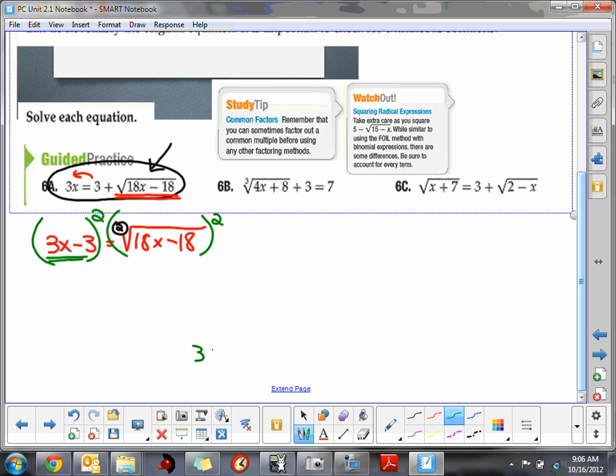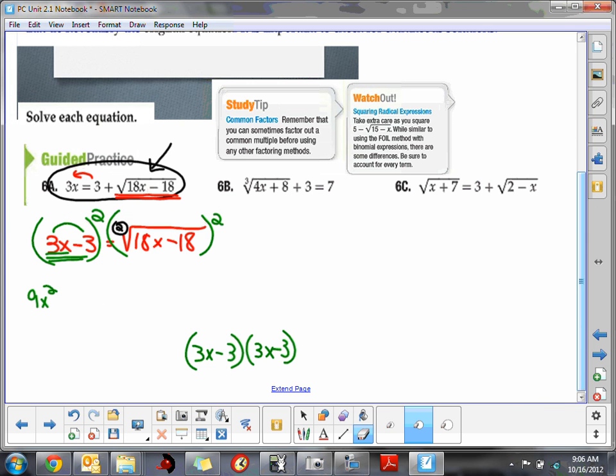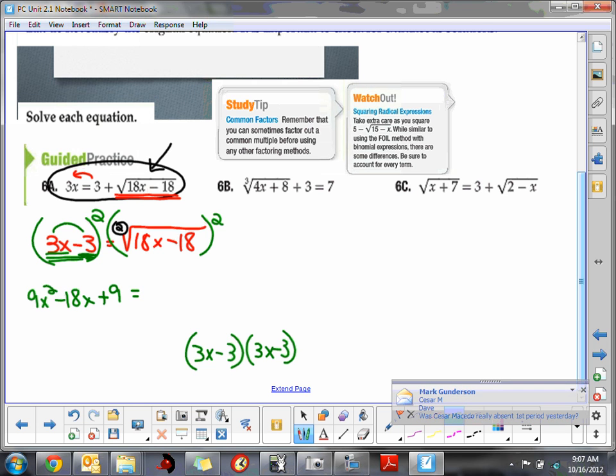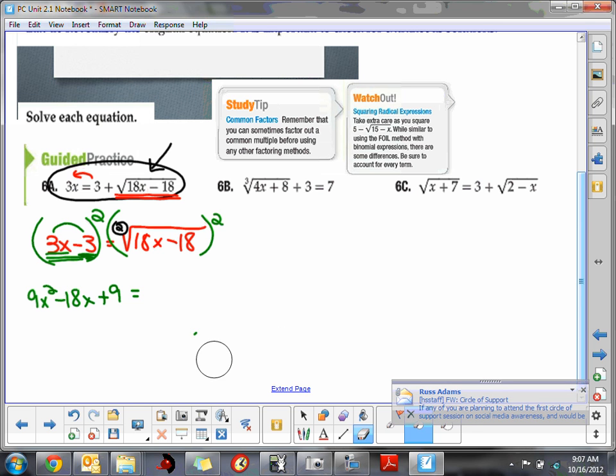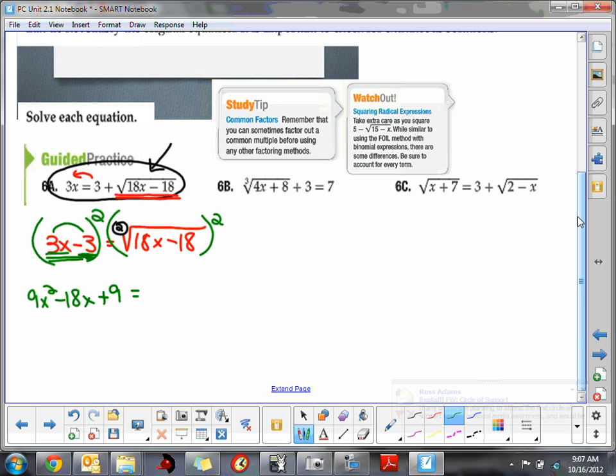So in the back of our minds, we're taking 3x minus 3 times another 3x minus 3. The short way of doing this is you square the first thing, which is 9x squared. You double the two things that are in the inside, so you've got a negative 9x, and you double it, which is a negative 18x. And then we want to square the last thing, which is negative 3 squared, which is plus 9. Now that equals, on the other side, we want to make sure that we square the square root. So when we square a square root, it will undo it. So 18x minus 18.